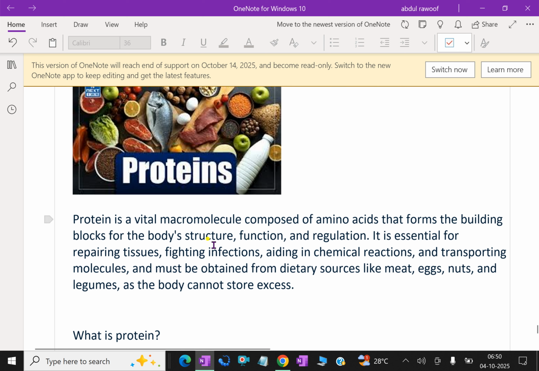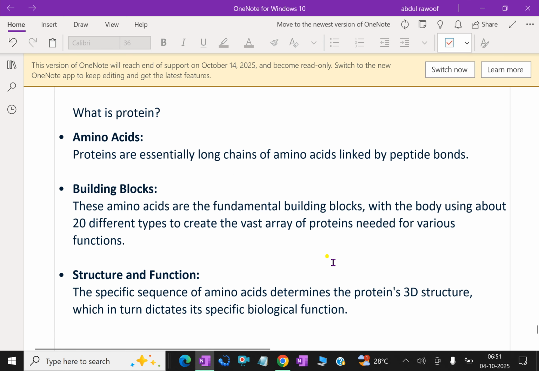Protein is a vital macromolecule composed of amino acids that forms the building blocks for the body's structure, function, and regulation. It is essential for repairing tissues, fighting infections, aiding in chemical reactions, and transporting molecules, and must be obtained from dietary sources like meat, eggs, nuts, and legumes, as the body cannot store excess.